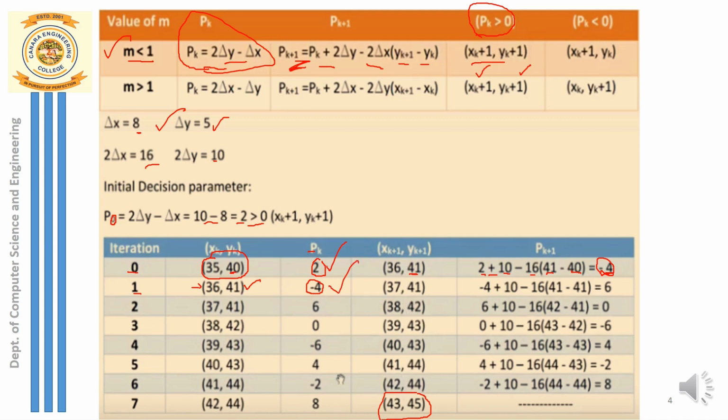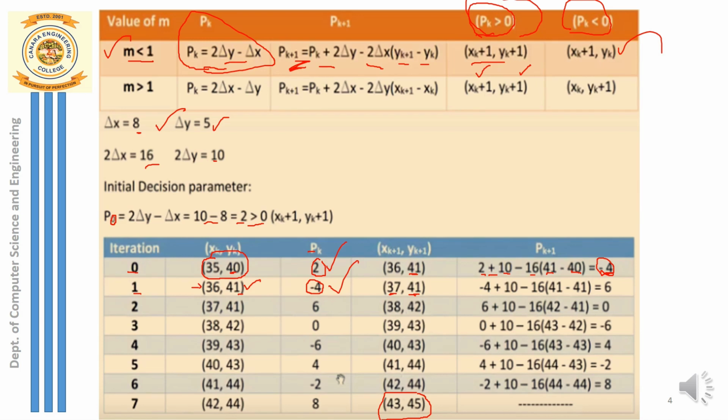Now you check the value of pk that you have got. Is it greater than 0? No, we got it as negative, minus 4. Since pk is less than 0, what are we supposed to do? Our coordinate should only increment x but not increment y. So here we have 36, 41 as the previous coordinate. All you have to do is increment x. 36 is incremented by 1 to 37, and the y coordinate you keep as it is. Earlier it was 41, and now also you don't touch that, don't increment, keep it as it is. Only the x coordinate is incremented. So 37, 41 is our next point that we are going to plot.